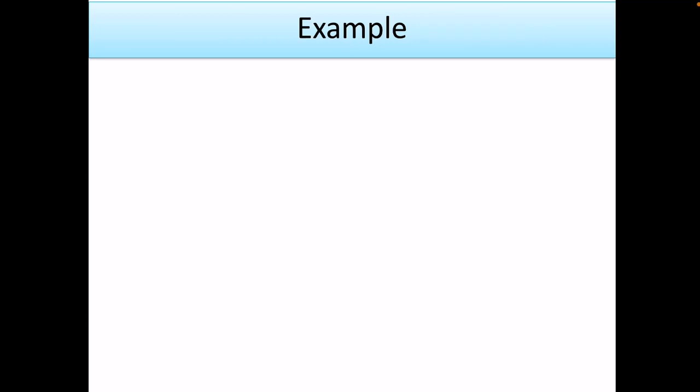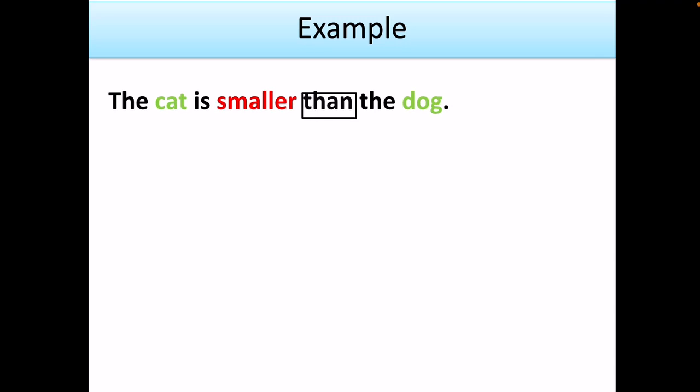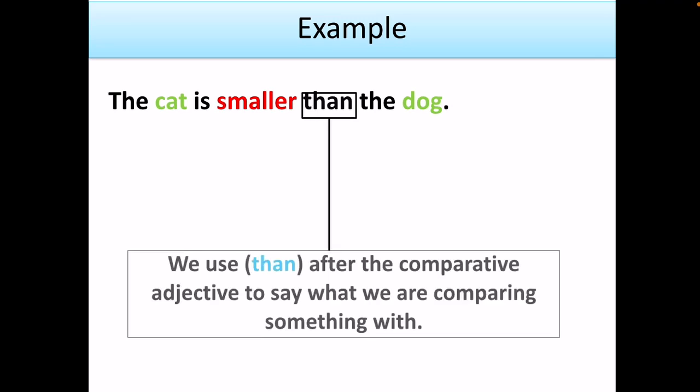Now let's take an example so that you can understand what I mean. The cat is smaller than the dog. Here I have two nouns, cat and dog. I compare between them using the comparative adjective smaller. Cat and dog are nouns, smaller is a comparative adjective. Now here we use than. We use than after the comparative adjectives to say what we are comparing something with.